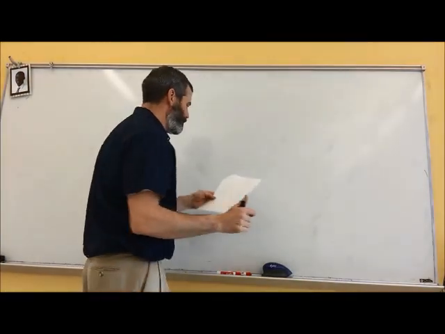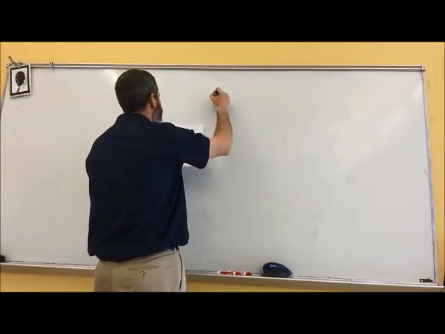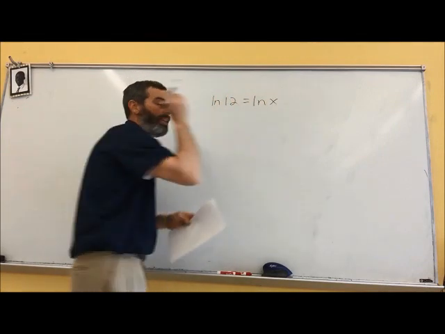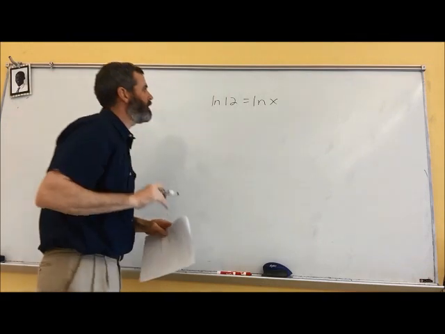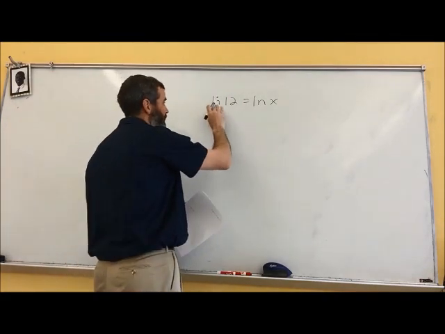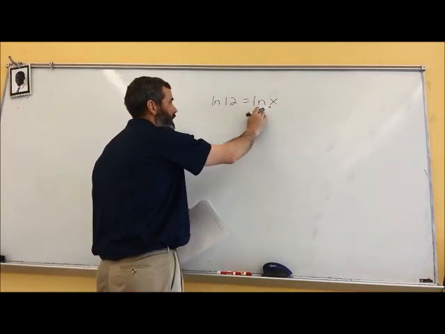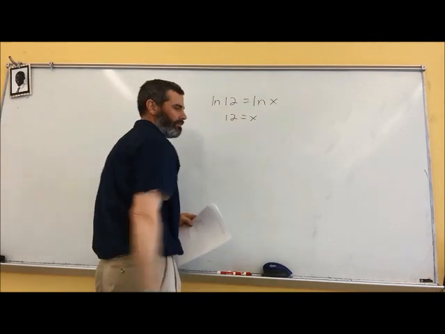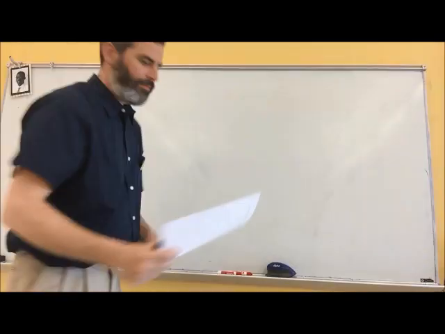All right, last three of these. Number 13, ln of 12 equals ln of x. So natural log, right, log base e. You can do the same thing. Since I have natural log here, I can set these equal to each other. 12 equals x. Easiest problem on the study guide.